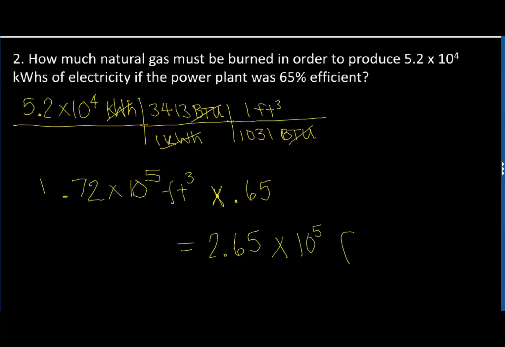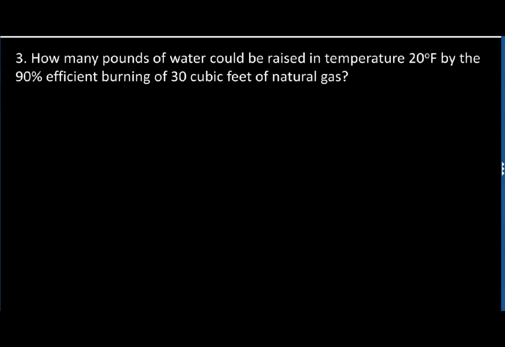So a lot of students are getting 26.5, and that's because they're not doing that 5.2 times 10 to the 4. So make sure you remember that 10 to the 4. That's important.